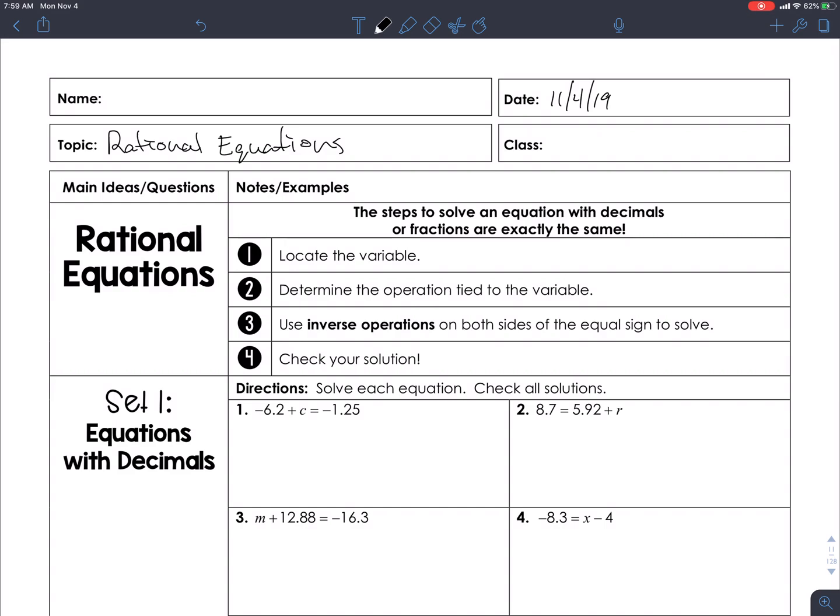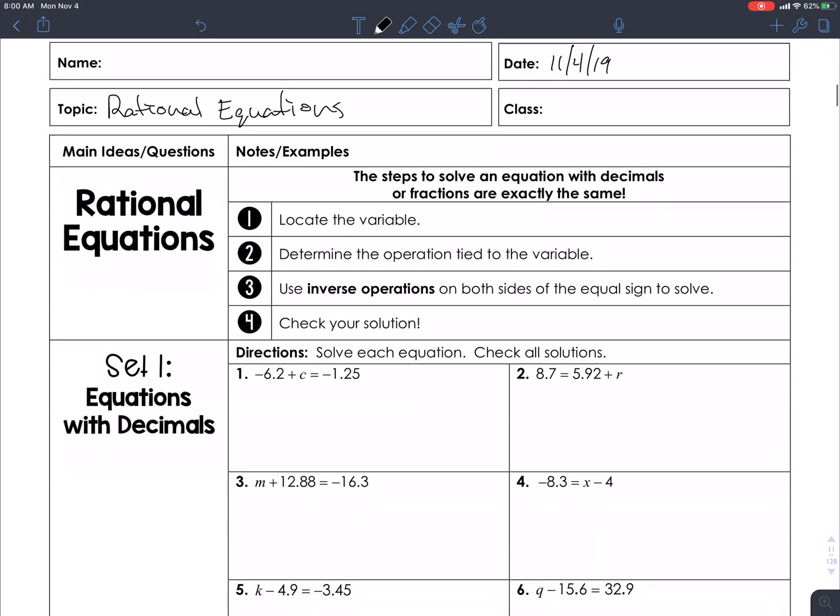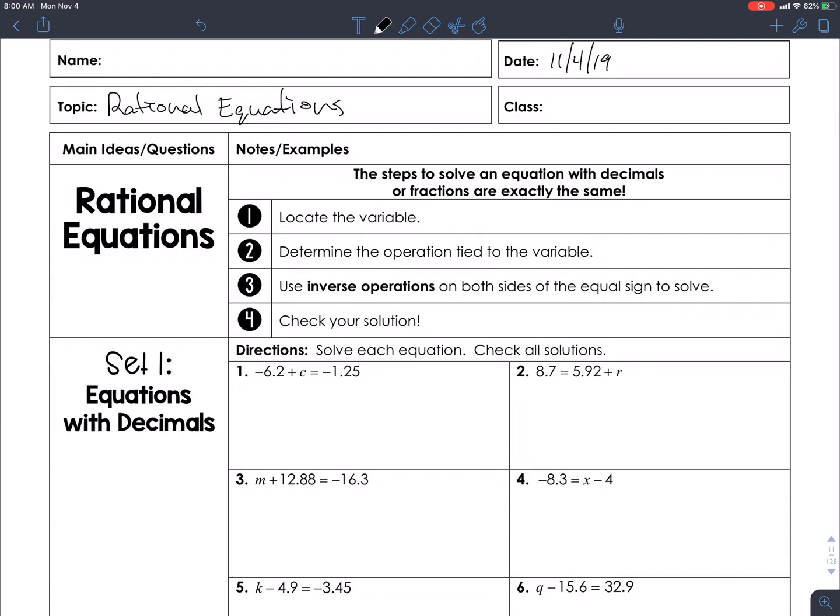It's just that rational is referring to either decimals or fractions. That's all it is. It's the exact same things we've already been doing. Everything in here is going to be adding, subtracting, multiplying, or dividing, and it's going to be done with fractions or decimals. As you can already see, some of these are pretty simple. First thing you need to do, we go over the steps here.